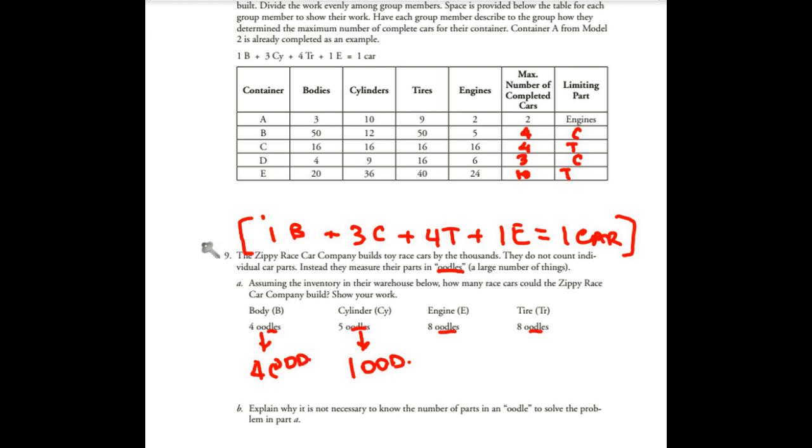Of cars. If we have 8 engines, and we're assuming everything else is in plenty, we should be able to make 8 oodles of cars. And if we have 8 tires, we should be able to make 2 oodles of cars. So assuming the inventory in their warehouse below, how many race cars would the Zippy Car Company be able to build? So if we have this many oodles of things, we see that one of these is limiting how many cars we can produce, and that would be the cylinders. Because we only have 5 oodles, in total we should only be able to make 1 oodle of car, because that's going to limit the production.